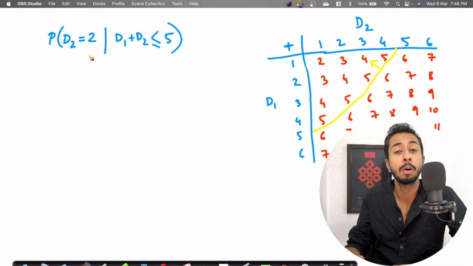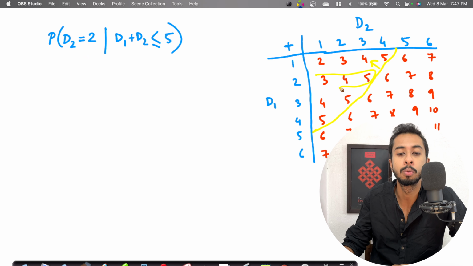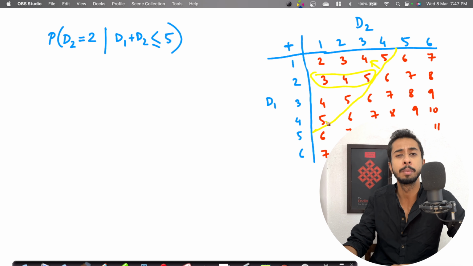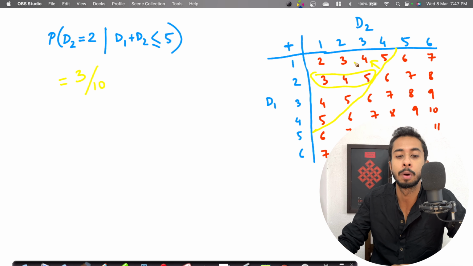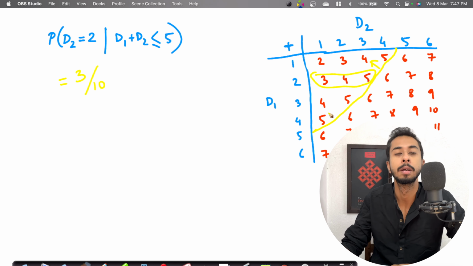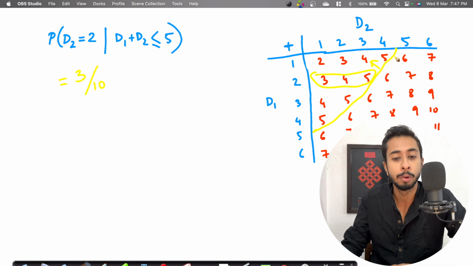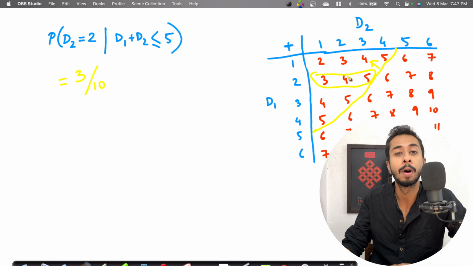Now what I'm asking is, given this is a sample space, what is my probability that D2 equals 2? Can you tell me what will be the answer? The answer is nothing but 3 out of 10. Because you see, how many total values are present? 1, 2, 3, 4, 5, 6, 7, 8, 9, 10. Total 10 possibilities are present. Total 10 is the sample space here. And out of that, only 3 possibilities have D2 equals 2. So given this entire sample space, what is the probability that D2 equals 2? It is 3 by 10.